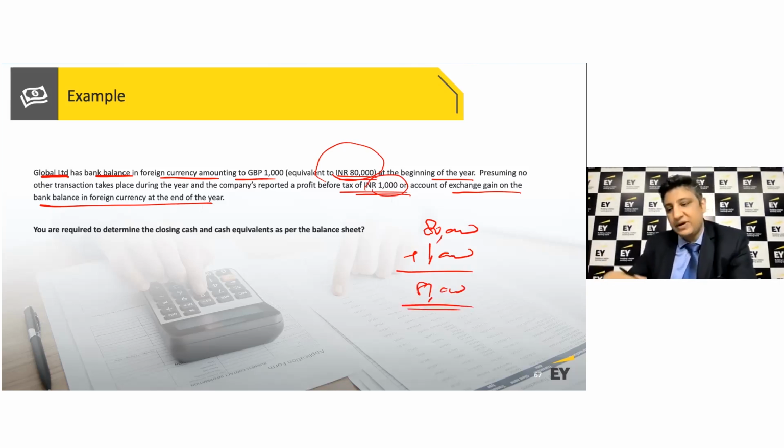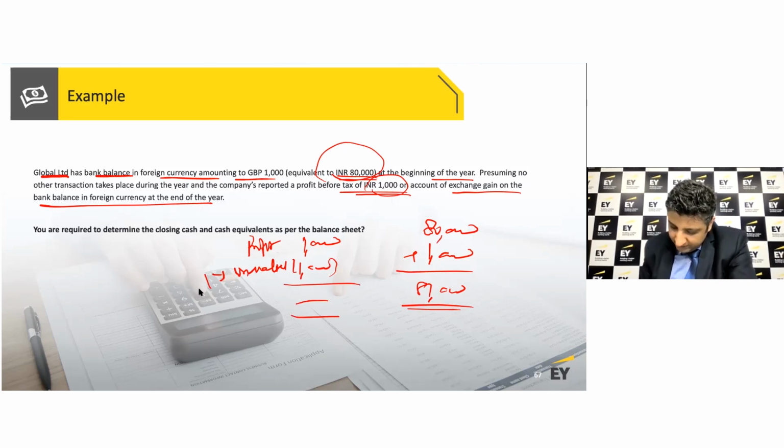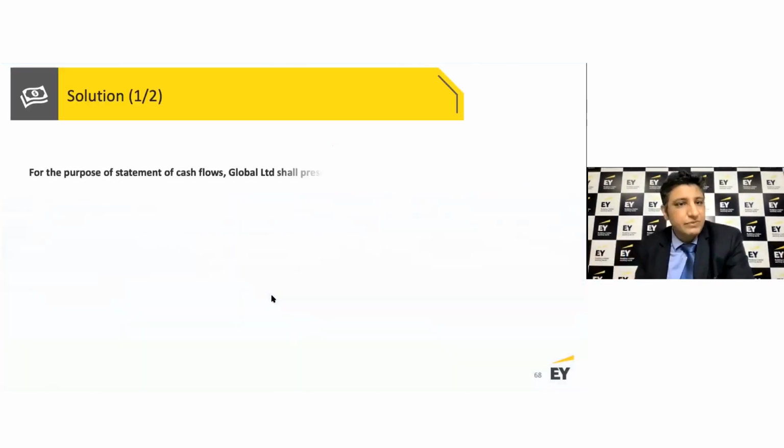That is where you start looking at the reconciliation of the closing cash and cash equivalent. As far as my movement of profit is concerned, I would simply say my profit is 1,000, but this is an unrealized profit. So I would simply remove it, and there is no movement in cash at all. So that becomes nil.